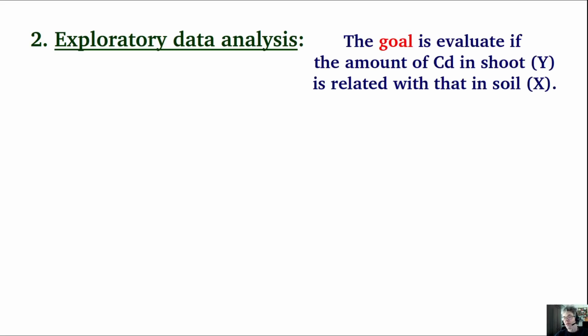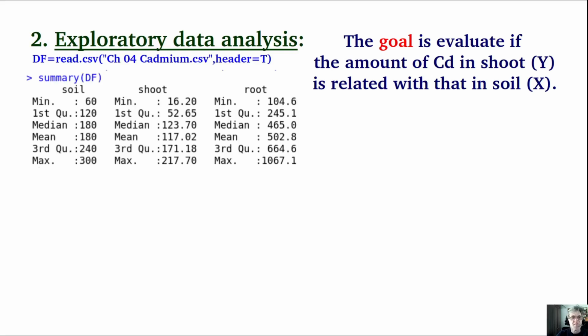for all values of the explanatory variables. For the exploratory data analysis, we are going to make a case study in which we are trying to evaluate if the amount of cadmium, which is a contaminant, in the shoot of a grass is related to that in the soil. So the cadmium in the shoot is the response variable, and the cadmium in the soil is the explanatory variable. We import the data, and the summary statistics look as follows. The cadmium in the shoot, the response variable, ranges between 16 and 217 ppm, and the cadmium in the soil ranges from 60 to 300 ppm with an average of 180.